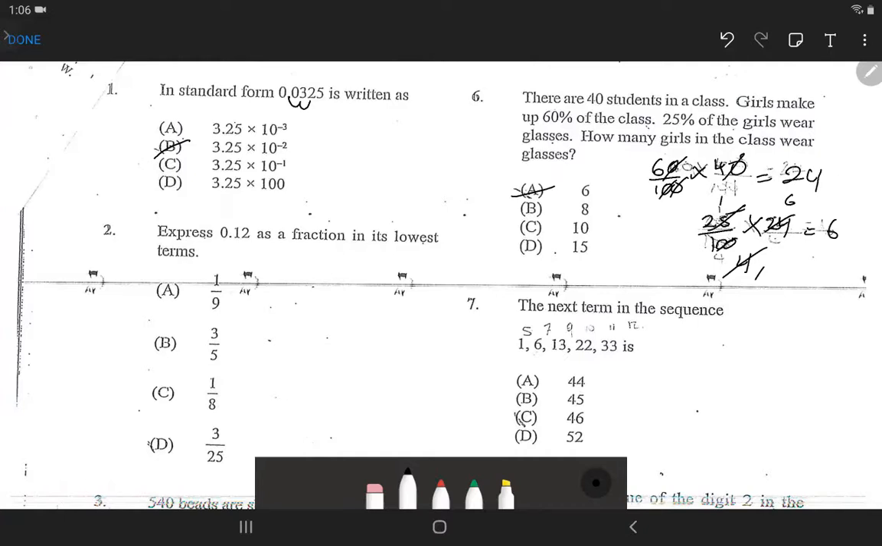Express 0.12 as a fraction in its lowest terms. Well, 0.12 is the same as 12 over 100. We could simplify this. This could be divided by 4 to give you 3, and this could be divided by 4 to give you 25. So that's D.